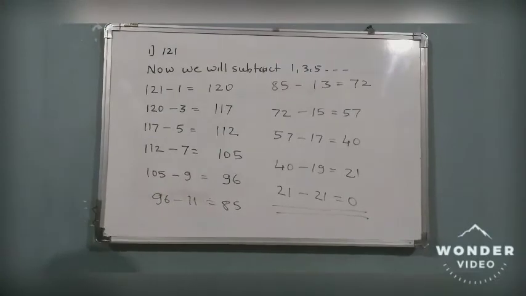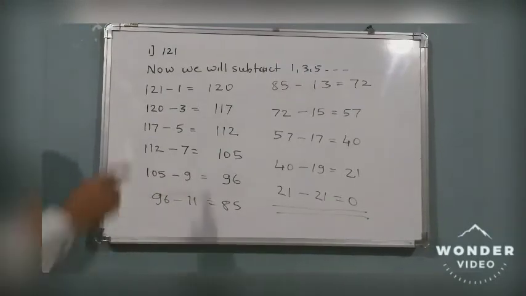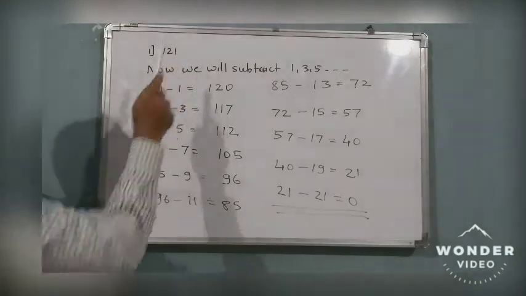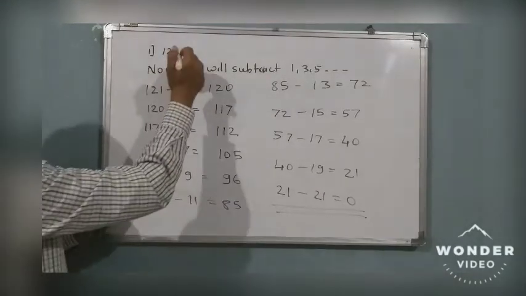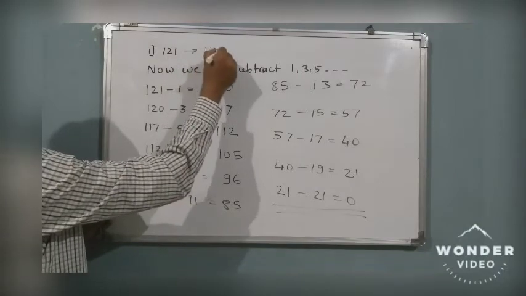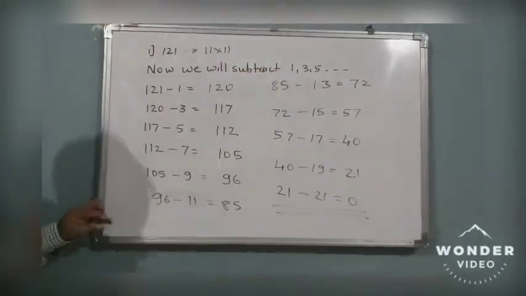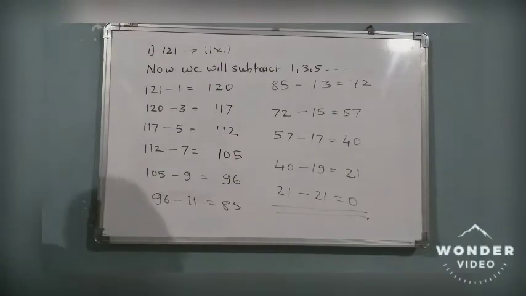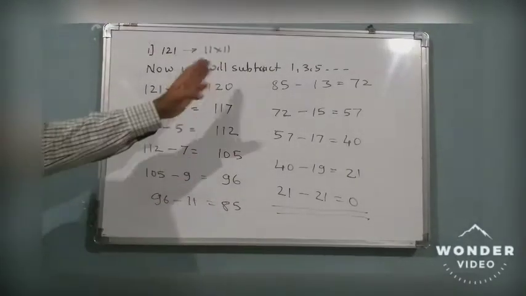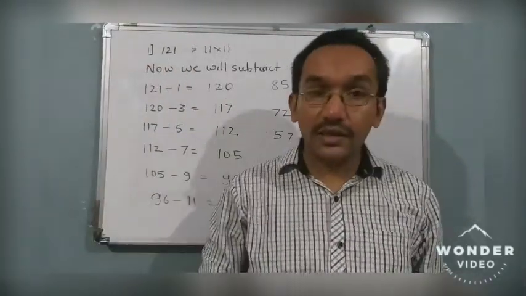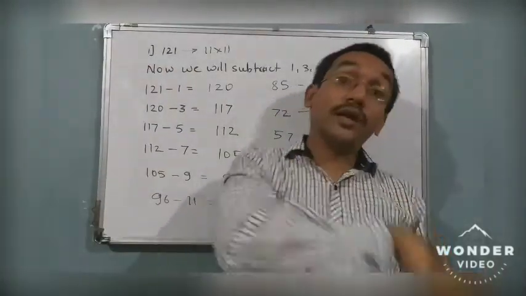Now we can say that in this case 121 is a perfect square, the perfect square of 11. We know that 121 is 11 into 11. We have found the perfect square by this method of subtracting successive consecutive odd numbers, and finally we are getting 0. In the next problem we are going to see how a number is not a perfect square.